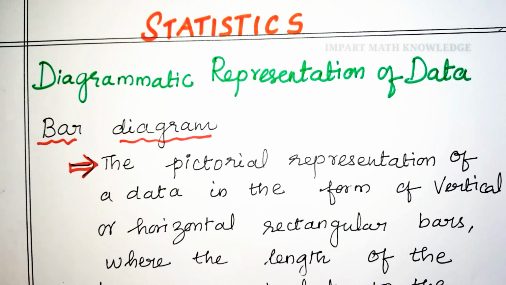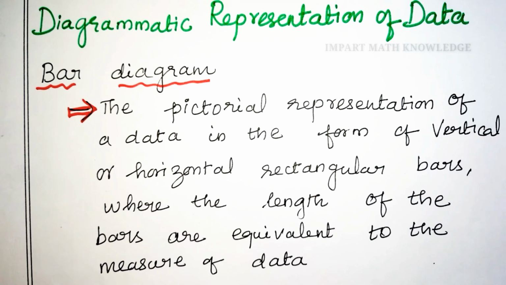Diagrams are of different types: one-dimensional or bar diagrams, two-dimensional or area diagrams, three-dimensional or volume diagrams, pictograms and cartograms. Bar diagram. This is the pictorial representation of data in the form of vertical or horizontal bars. The lengths of the bars are equivalent to the measure of data.